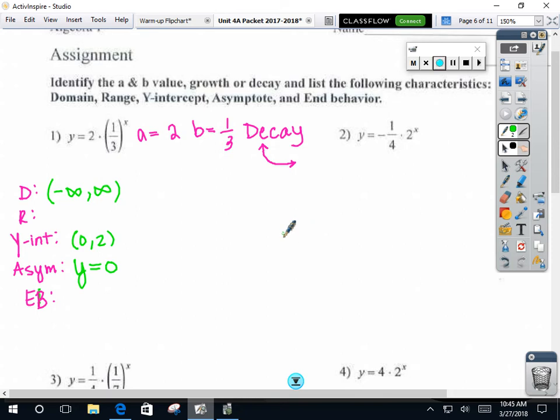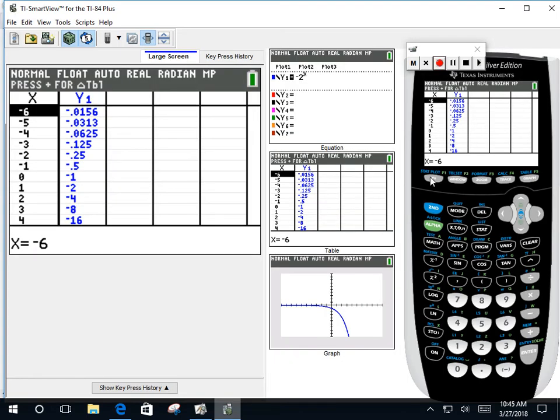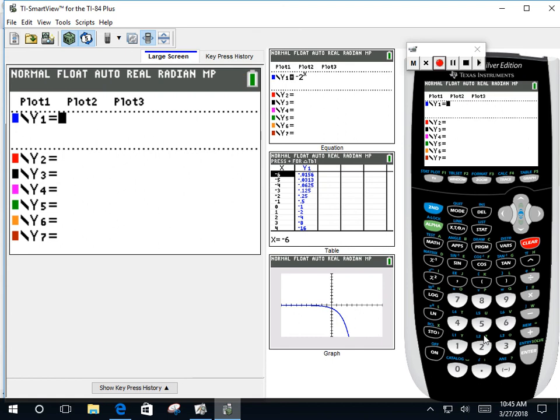Now, don't we just need to see a picture to do the range and the end behavior? Okay, so graph it. Y equals 2 times, hold on, mine's froze. Go ahead and graph it yourself. Down to up. How far down the graph goes, how far up the graph goes.